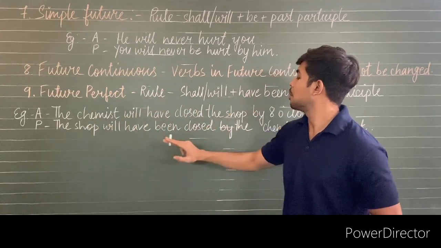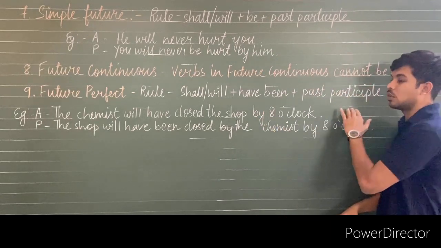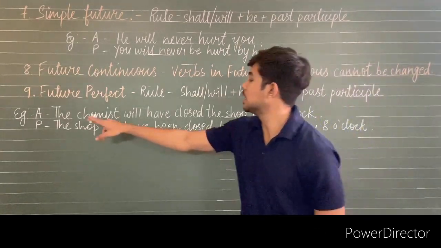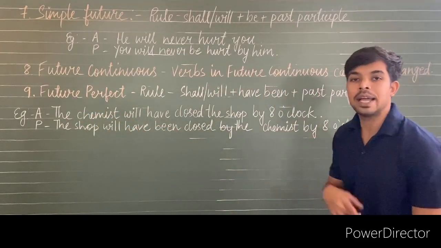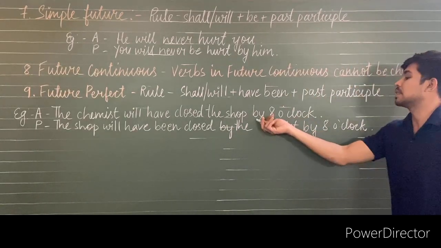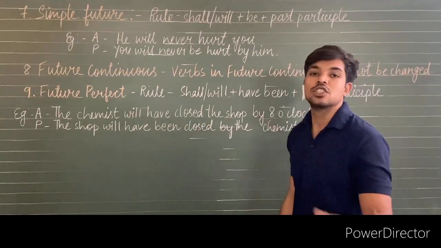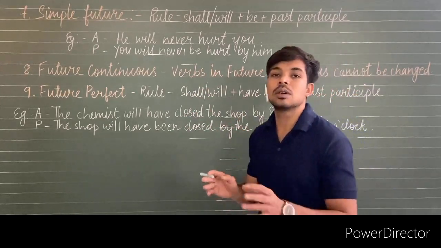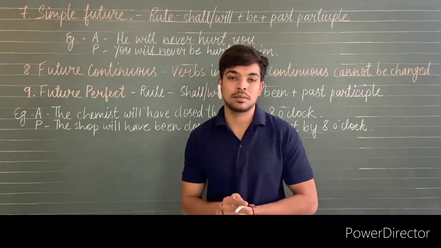have been closed, and closed is the past participle form, by the chemist by 8 o'clock. By 8 o'clock will remain the same as it was there. The front of the sentence will be changed into the passive voice. So these were the three tenses showing how the passive voice is formed. Now we'll look at the next part of the lesson.